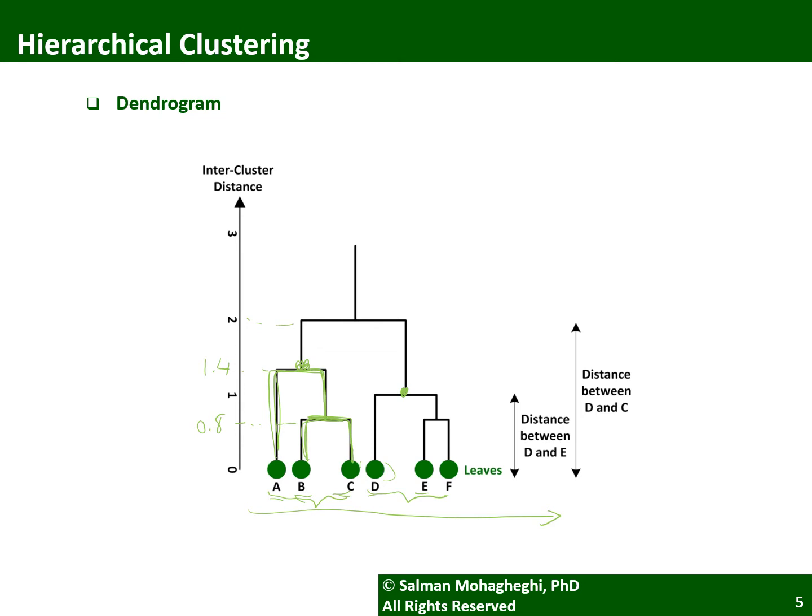So for example, if you want to know how D and E are different, the distance between D and E would be this much. So this is your distance. Or for example, how different D is with respect to C, this would be the distance between the two. So this is the notion of dendrogram, which is the foundation of hierarchical clustering.